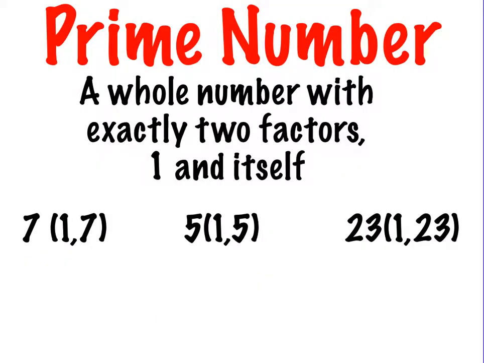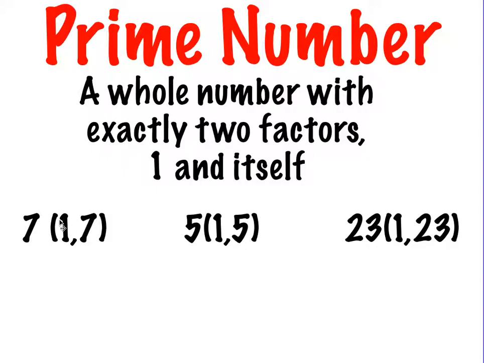Prime number. So prime numbers are whole numbers with exactly two factors, 1 and the number itself. So these here are different examples. So 7. 7 can only be divided by 1 and 7 without getting a remainder. 5 can only be divided by 1 and 5 without getting a remainder.